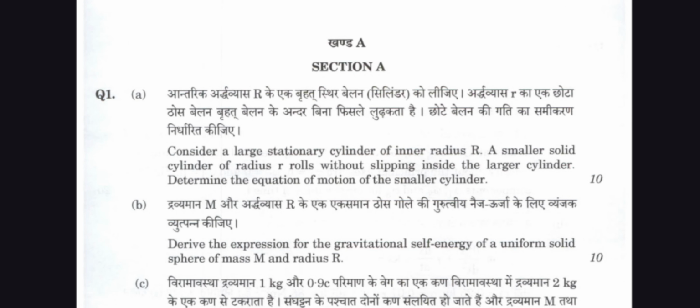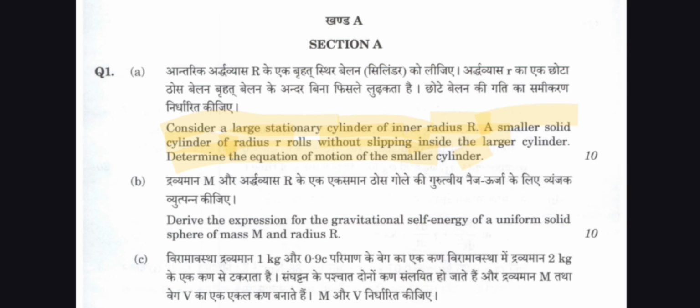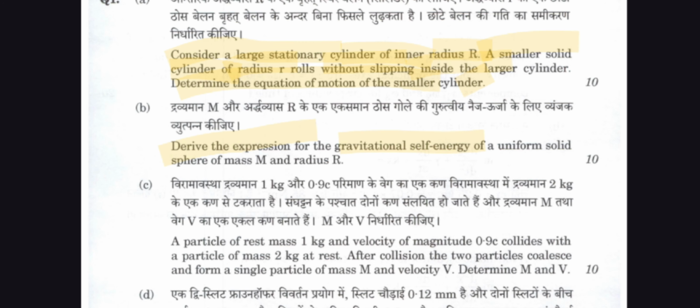So the first question is: consider a large stationary cylinder of inner radius r; a smaller solid cylinder of radius r rolls without slipping inside the large cylinder. Determine the equation of motion of the smaller cylinder. Question B. Derive an expression for the gravitational self-energy of a uniform solid sphere of mass m and radius r.